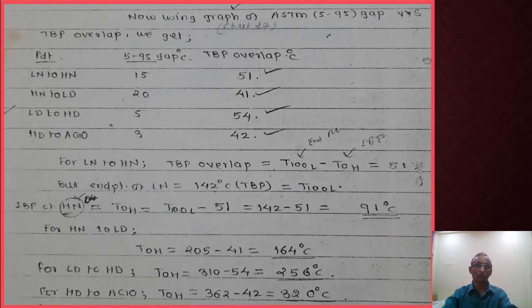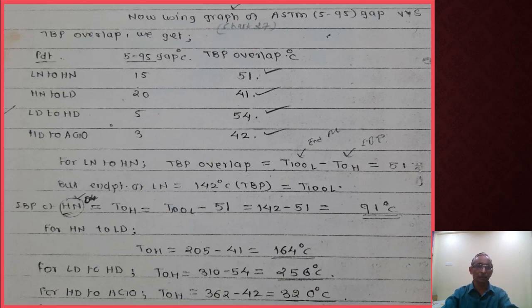Then how are you going to locate? This is a tricky method. We are going to take the overlap and the cut point. We are going to draw the TBP curve, and on the TBP curve, we are going to locate the light naphtha initial boiling point and the light naphtha 100% boiling point. So these calculations are given here.